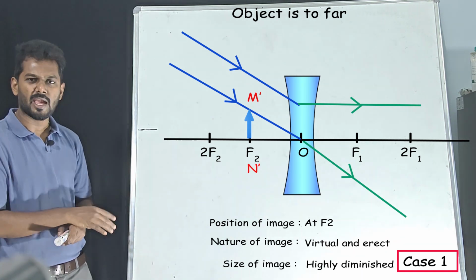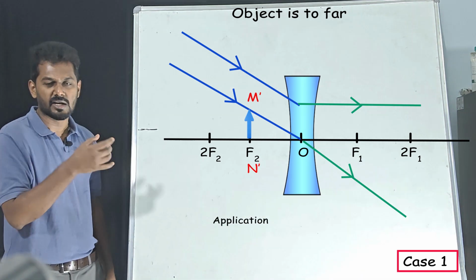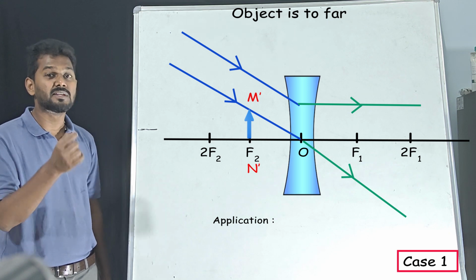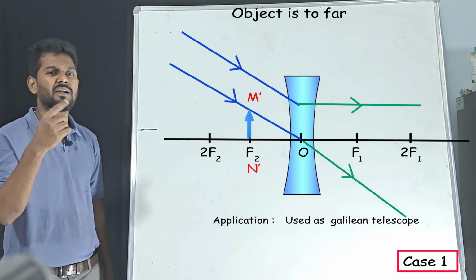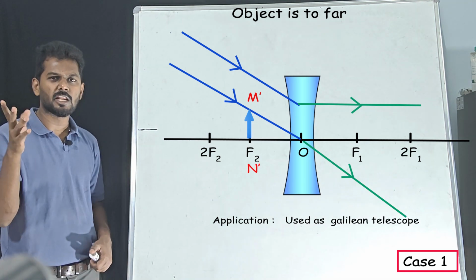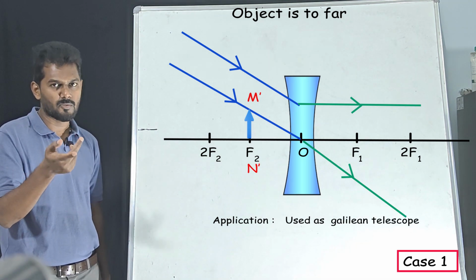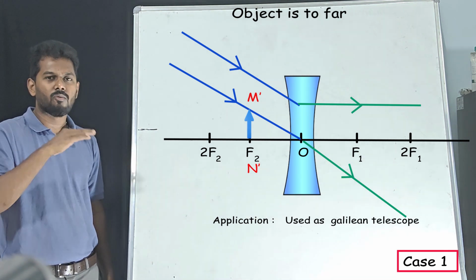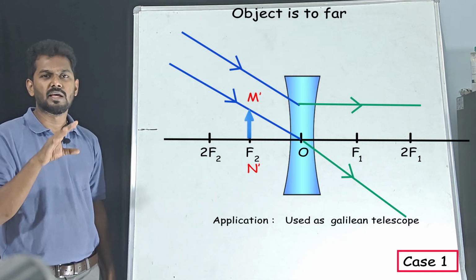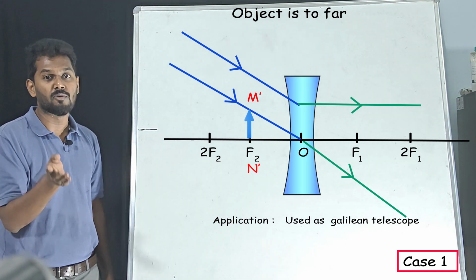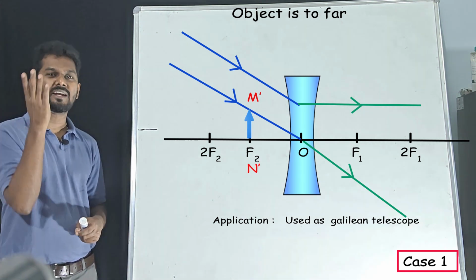Then once you write all the characteristics, what is the application of this kind of lens? Very simple. This is used as a Galilean telescope. What do you mean by Galilean telescope? In a Galilean telescope we have both lenses, convex and concave. Why do we have to use both lenses? In a convex lens we'll get the image, but the image will be inverted. So, just to get the erect image.